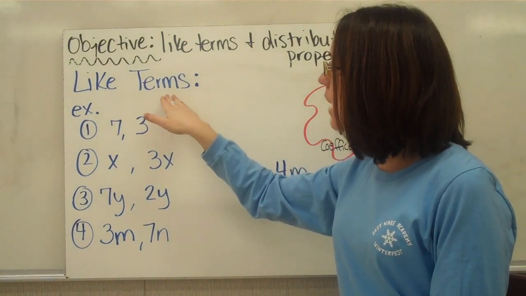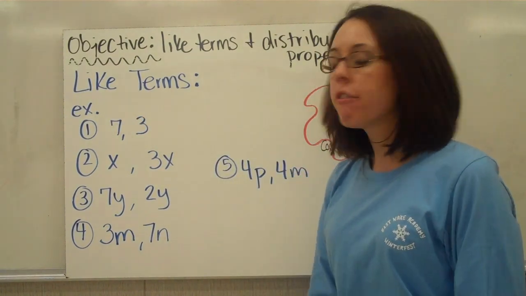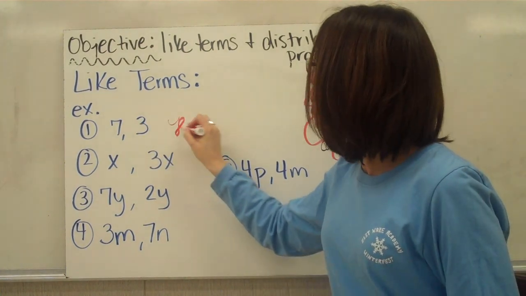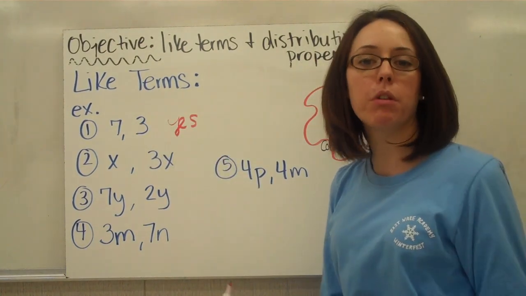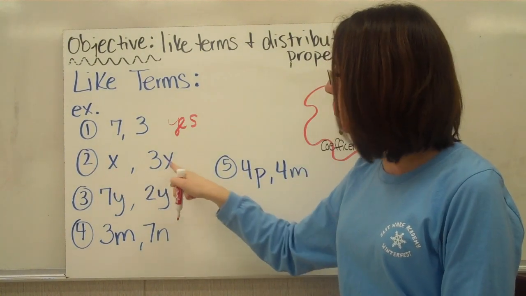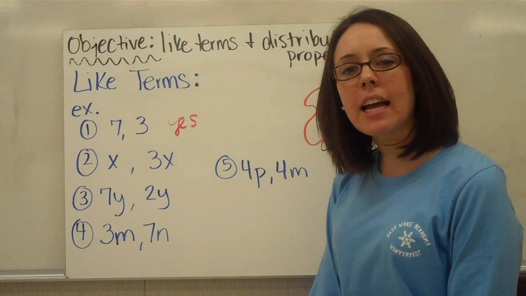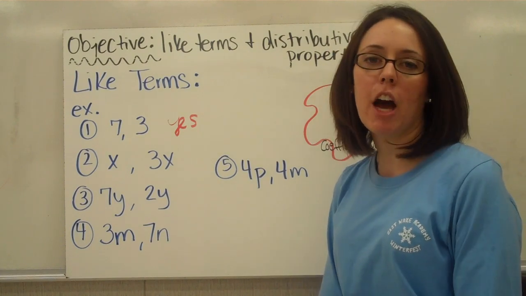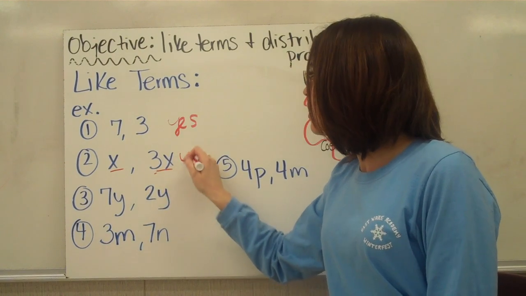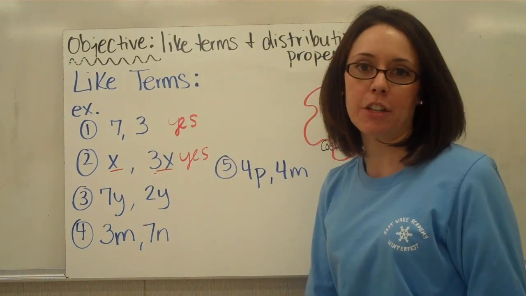So when we're talking about like terms, we're talking about numbers. For example, 7 and 3. Yes, those are like terms. Why are they like terms? Because they're both numbers. Number 2, x and 3x. Are these like terms? Do they have anything in common? They both have an x, so yes, those are like terms.